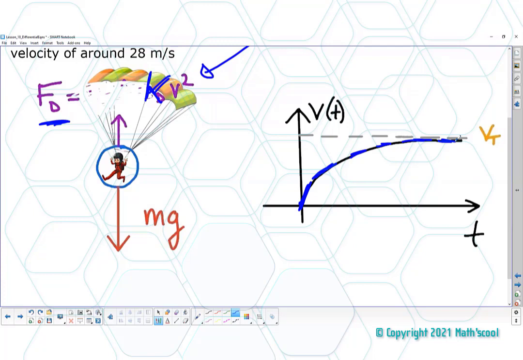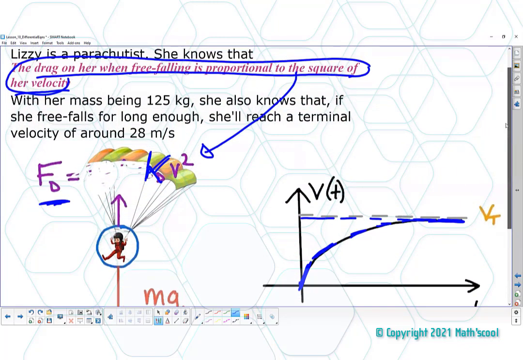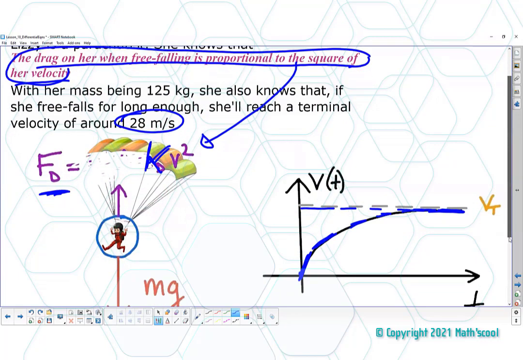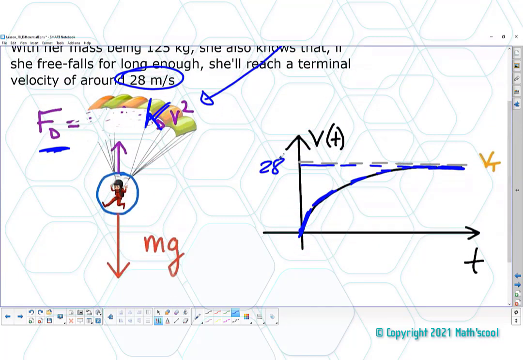Terminal velocity is when you're falling so fast through the air that the force pulling you down, your weight, and the force acting in the opposite direction, the drag, are balancing each other out. Therefore you can't accelerate anymore because there's no resultant force on you. The forces are balanced. And so you reach terminal velocity. She said that for her, terminal velocity is about 28 meters per second. She knows because she's done this before.